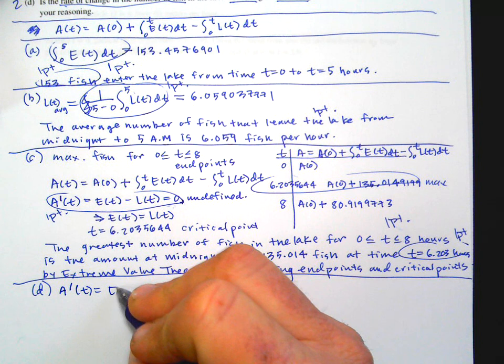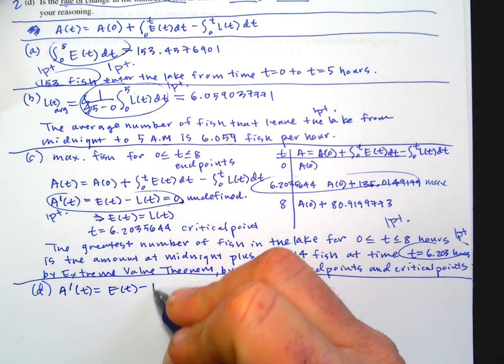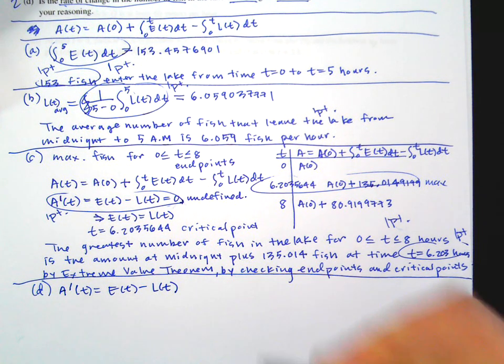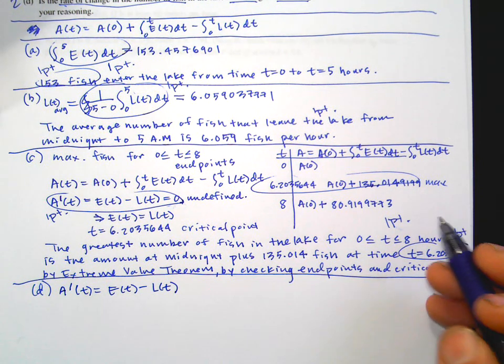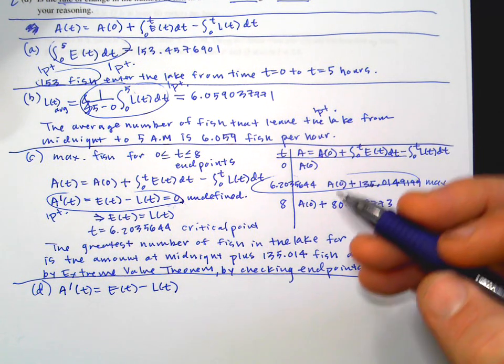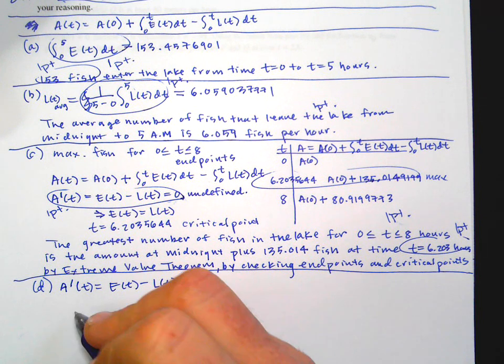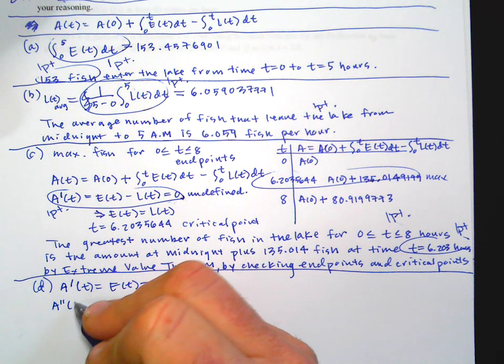And that's the rate coming in minus the rate going out. But they're not asking, is the overall number of fish in a lake increasing or decreasing? They're saying, is the rate of change increasing or decreasing? So we actually have to take the derivative of the rate.